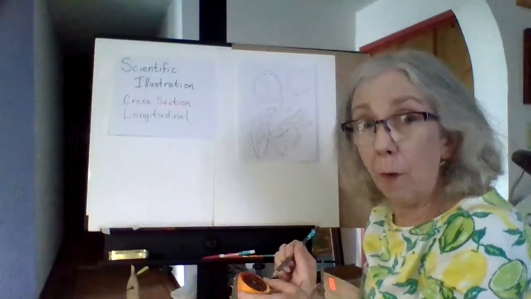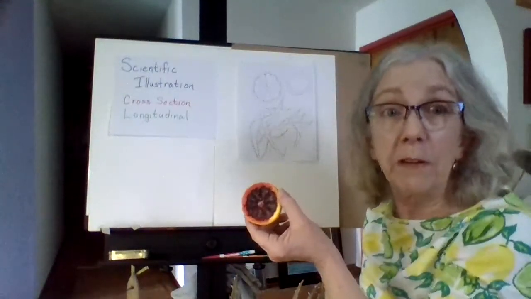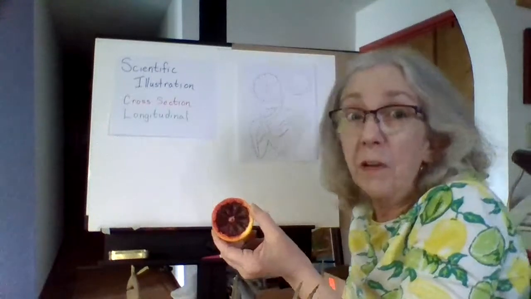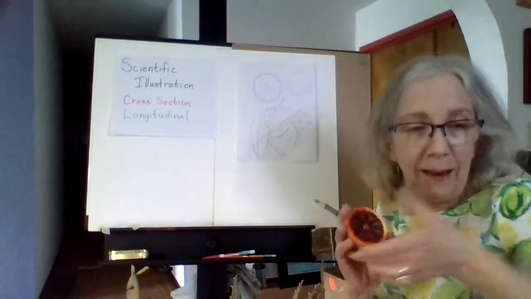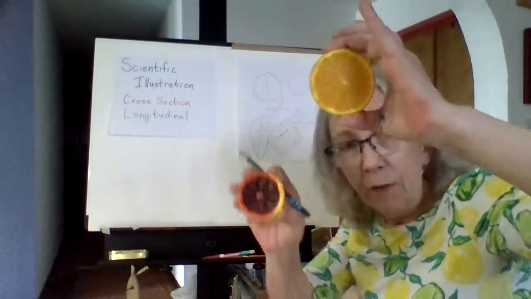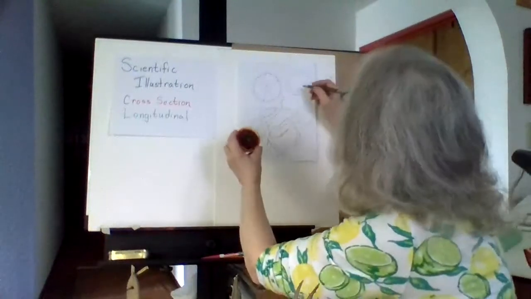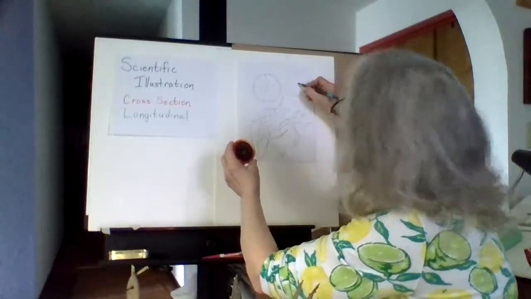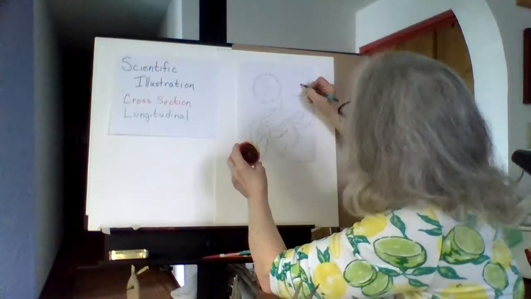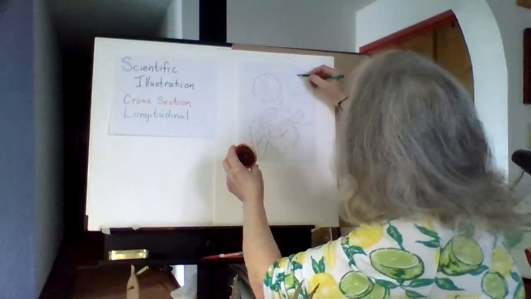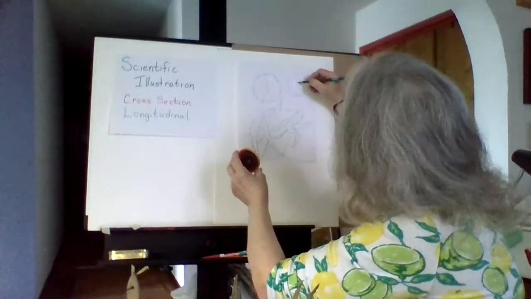I'm going to have to look up oranges when I'm done here, because I know this is from a different tree. I know it's from a different kind of orange, and it has 9 sections, just like the navel orange had 9 sections. So I'm going to put in the center core, and then I'm going to separate this out into 9 slices.